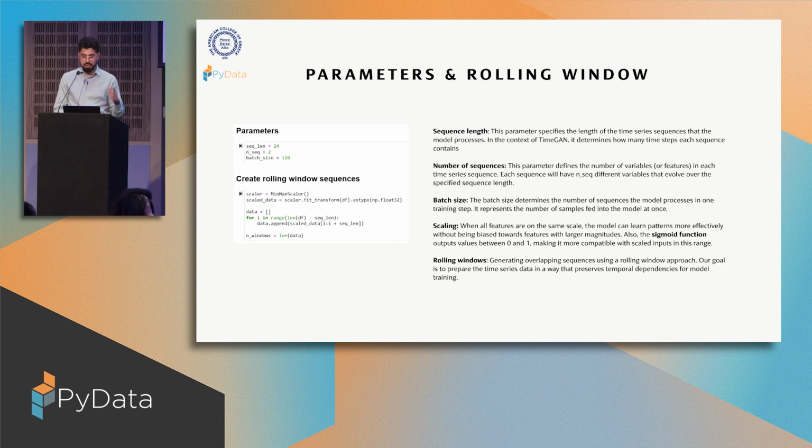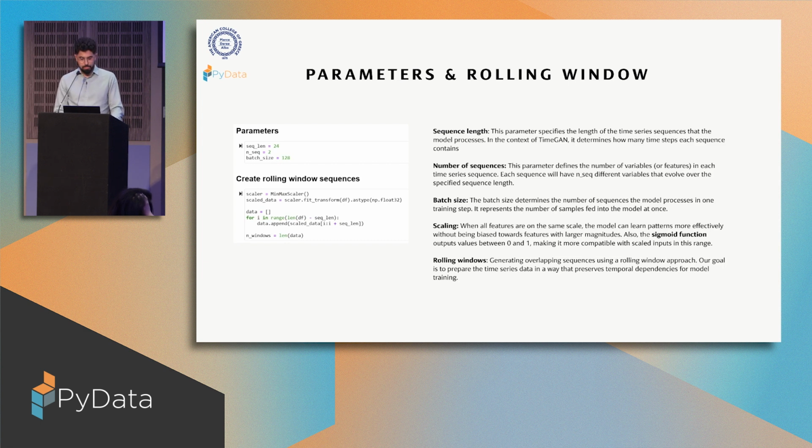The batch size, which determines the number of sequences the model processes in one training step, and it represents the number of samples fed into the model at once. Now, the scaling is very important because when all features are on the same scale, the model can learn patterns more effectively without being biased towards features that have larger magnitudes. In our case, there was not such a big difference, but you should always use scaling. You can even use a standard scaler, but from the bibliography and from our tests, the min-max scaler works better in this model. Also, we use the sigmoid function, which outputs values between 0 and 1, and you need scaling to be in this range.